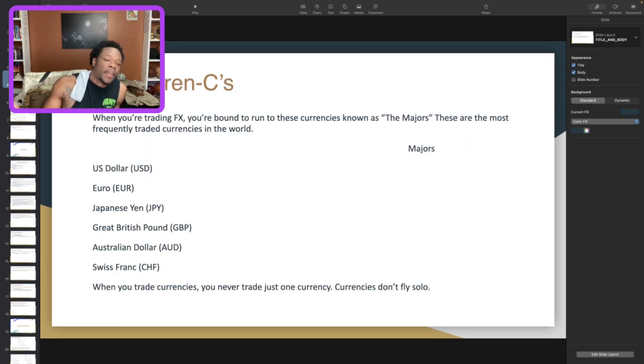Now getting to the main currencies, when you're trading, you have the majors. The majors are essentially the U.S. dollar, the euro, Japanese yen, British pound, Australian dollar, and the Swiss franc. When you trade currencies, you never really just trade one, because currencies don't fly solo.